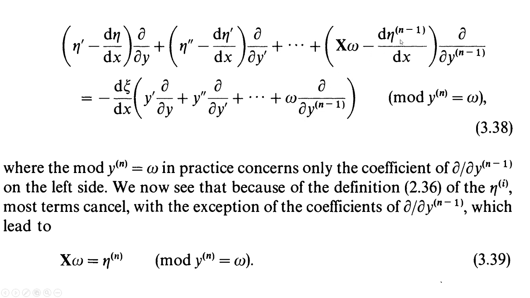These two, and omega is y double dash, no, not y double dash, omega is yn. So yn multiplied with this, subtracted from this, is eta n. So X operate on omega minus eta n equal to 0. X operate on omega minus eta n is equal to 0, which gives me X operate on omega equal to eta n.